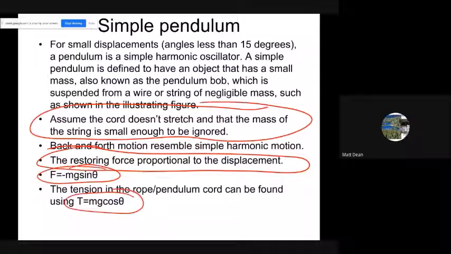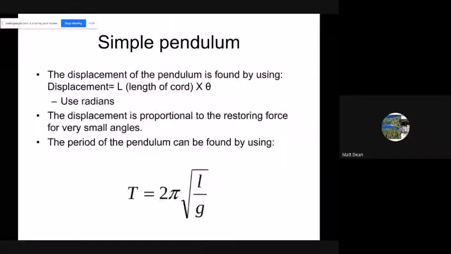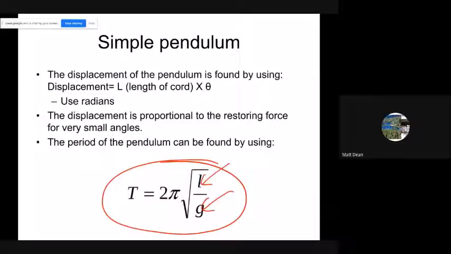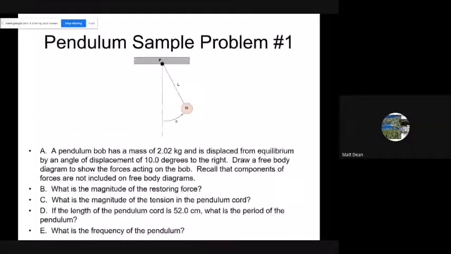Keeping that in mind, let's look at a problem. Before we do, remember that's the equation for period. It's reliant on the length of the string and acceleration due to gravity only. Here's the problem we want to look at. We've got a pendulum bob, a little mass at the end of the pendulum, that's 2.02 kilograms. We're displacing the bob from equilibrium by 10 degrees. So this angle, 10 degrees.